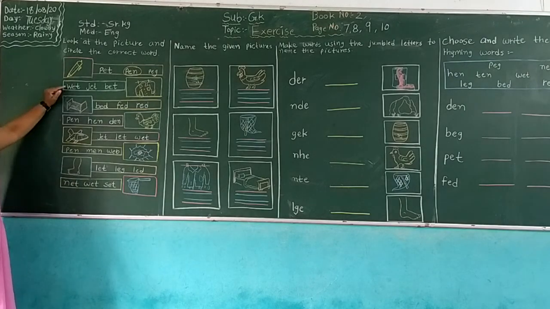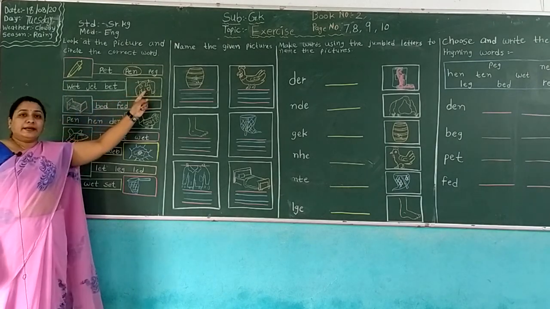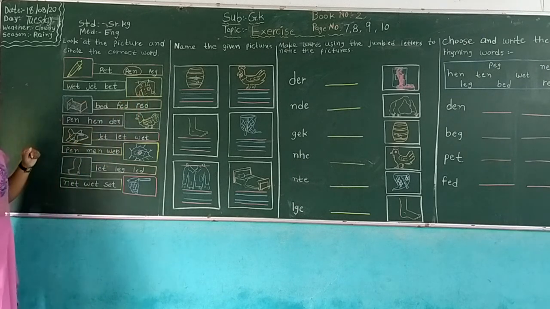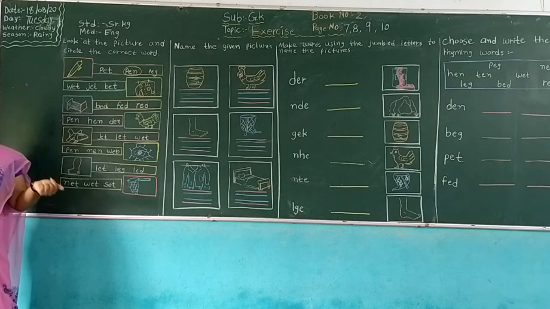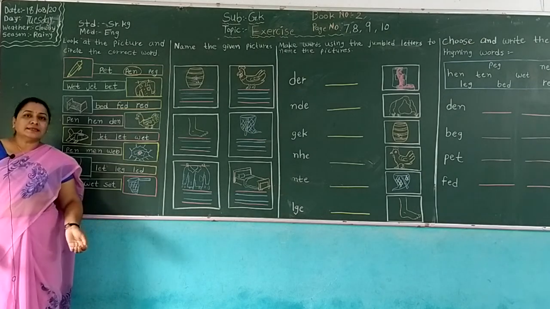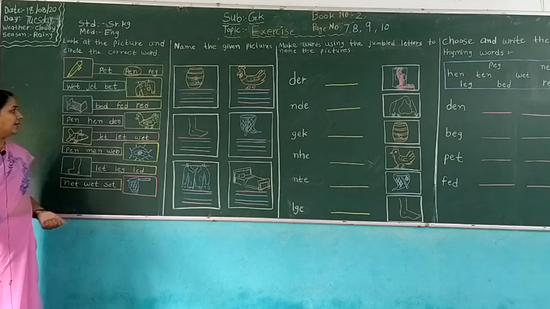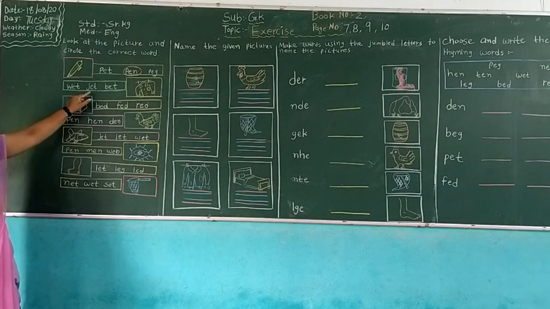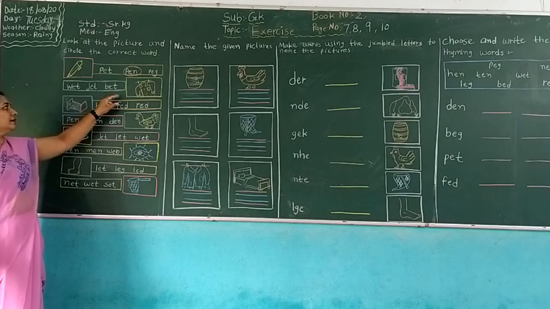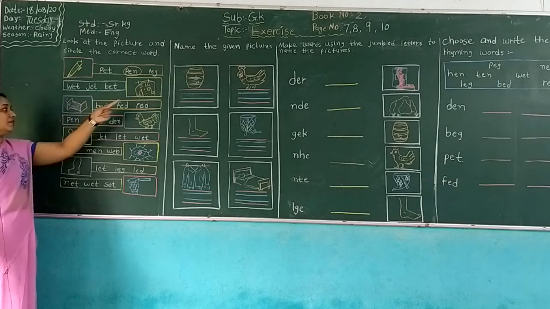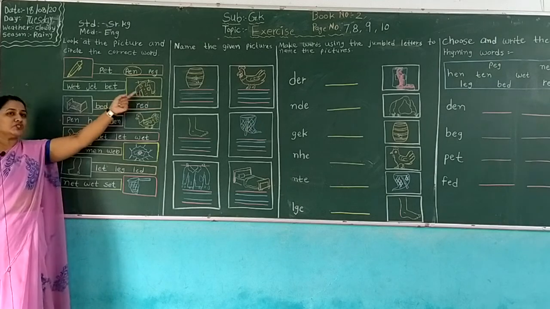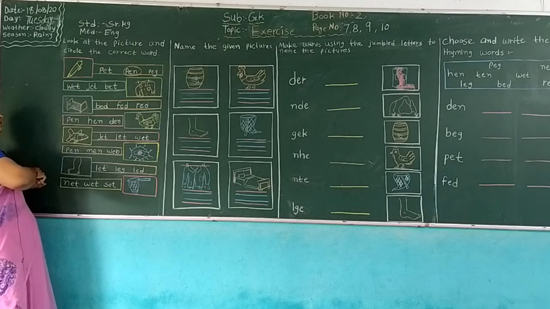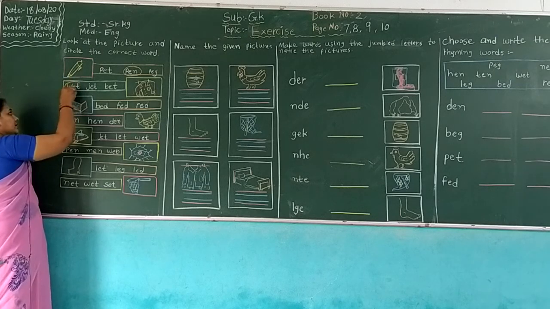Then, which picture is this? It's a wet picture. Wet means, you know everybody, in the rainy season your class is wet. Okay? That means wet. So which picture is this? It's a wet picture, so we circle wet. W-E-T, wet. Okay.